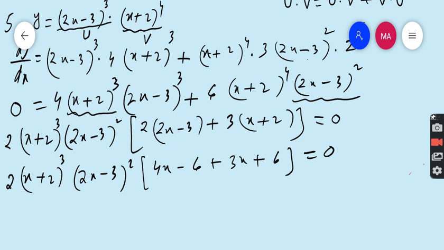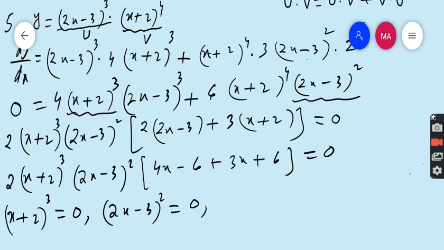So this implies that this 2 is multiplied over here, this should divide by 0, so it will vanish. Then x plus 2 whole cube is equals to 0 and 2x minus 3 whole square is equals to 0 and 6 cancel by 6, 3x plus 4x is 7x is equals to 0.